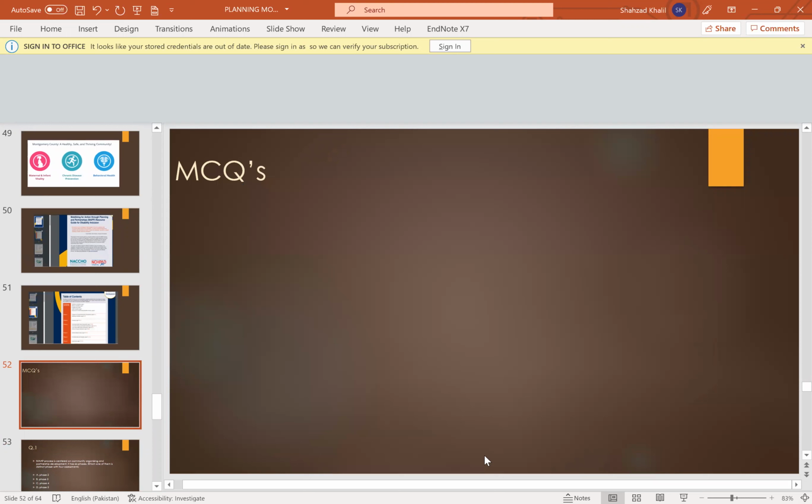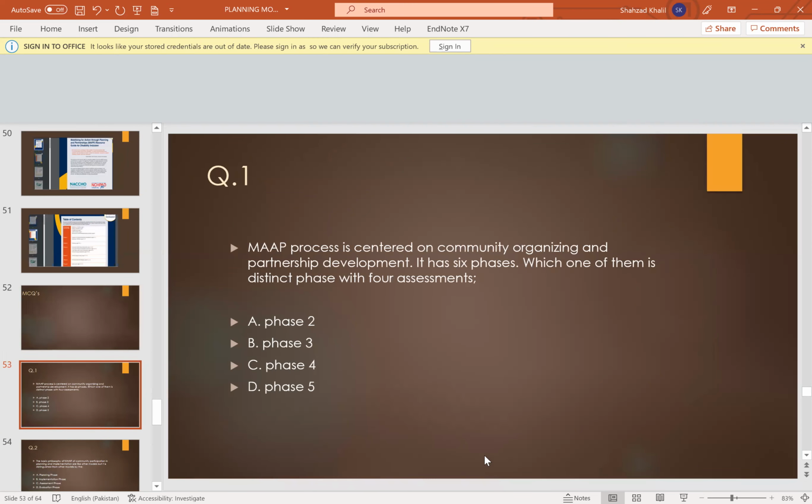Now moving towards the multiple choice questions. The first question is, the MAP process is centered on community organizing and partnership development. It has 6 phases. Which one of them is the distinct phase with 4 assessments? Phase 2, 3, 4, 5. Phase 3. Yes, the correct answer is phase 3, which has 4 assessments.